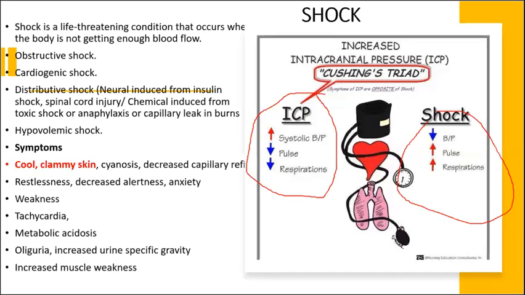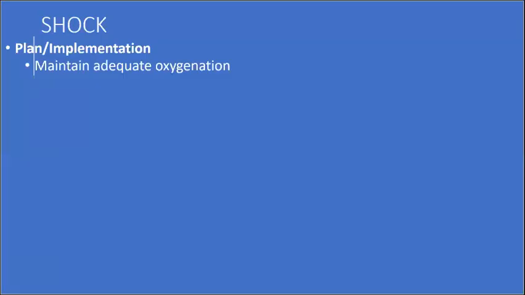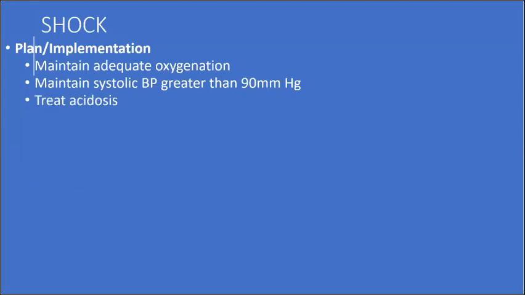What would be our plan for these clients in shock? We want to maintain adequate oxygenation and tissue perfusion. If necessary, we need to ensure ventilation. We want to maintain systolic blood pressure greater than 90 millimeters of mercury. So remember that for shock, you want to maintain a systolic blood pressure greater than 90 millimeters of mercury. We said the client could be in metabolic acidosis, so you want to treat that acidosis, maybe by giving sodium bicarbonate. We want to maintain a patent airway.